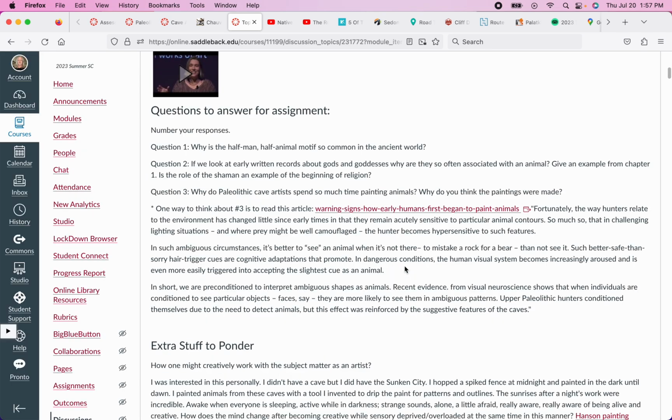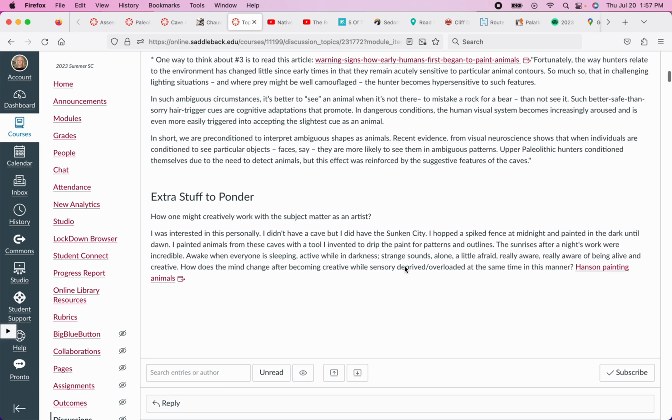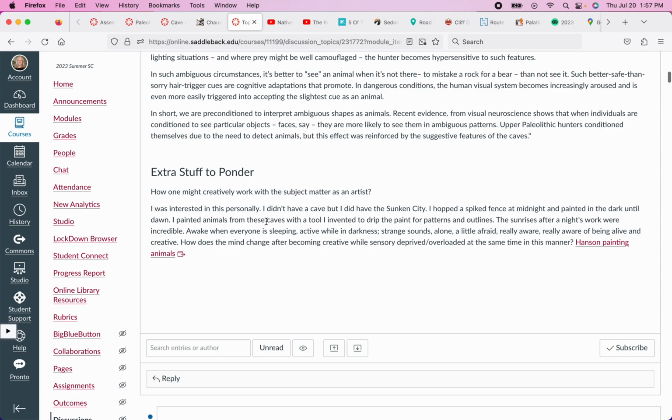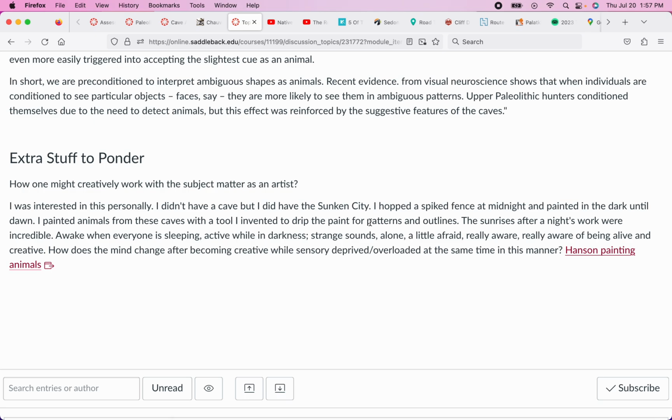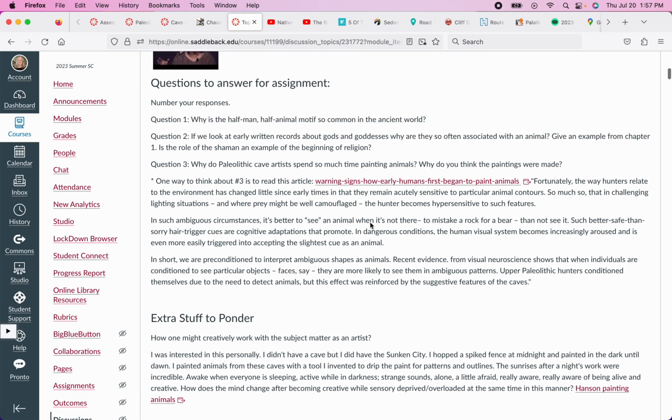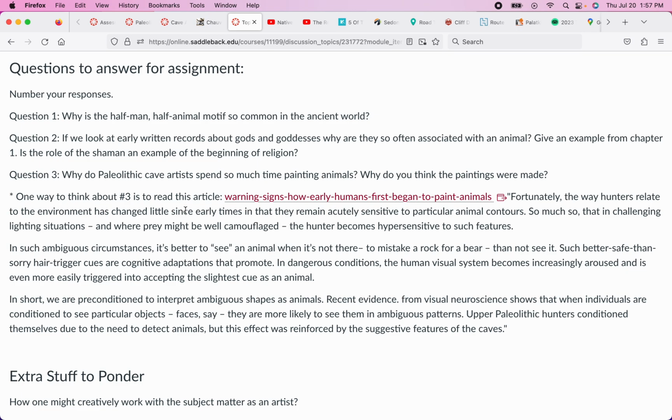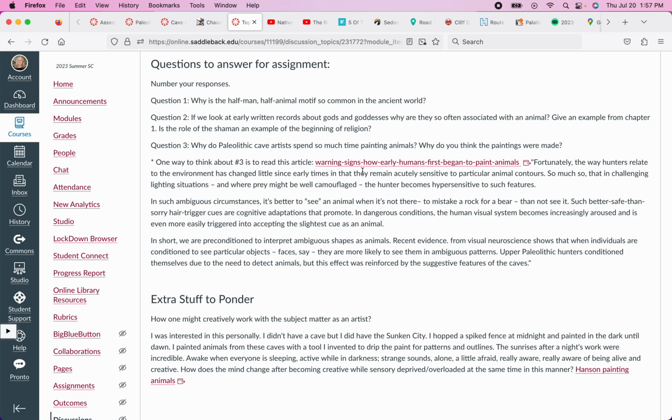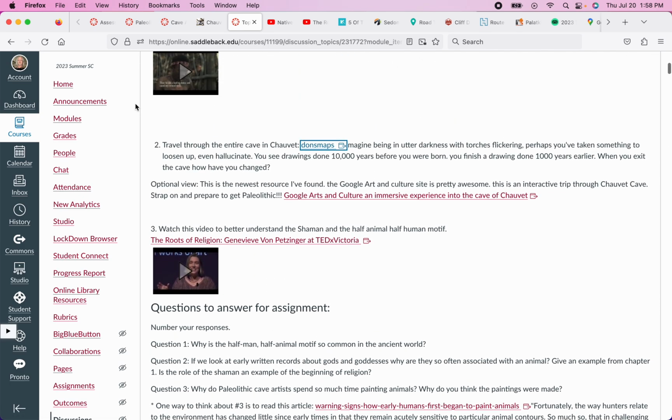To help you go through this, I have an article that is describing why one might relate to animals. Here, I found an article from cognitive science, cognitive psychology, that talks about one of the reasons we might see animals is because we're hardwired in our eyes to do so.